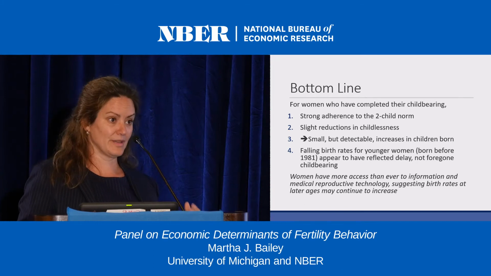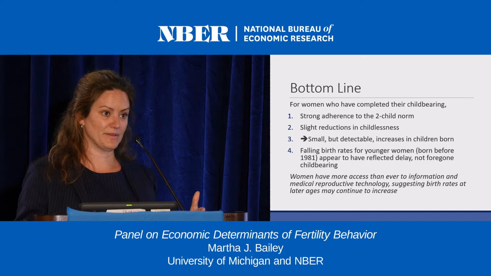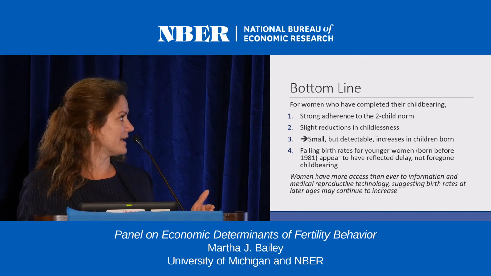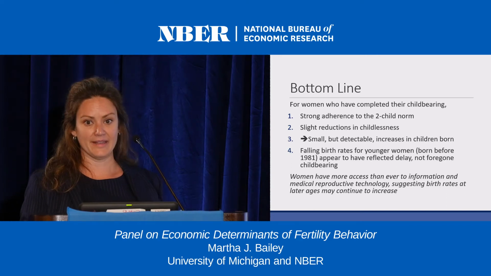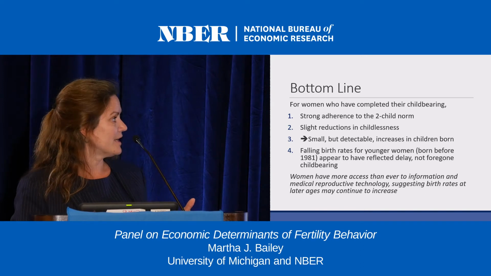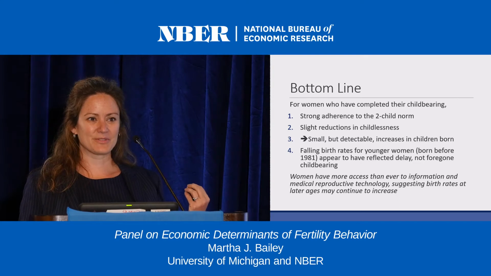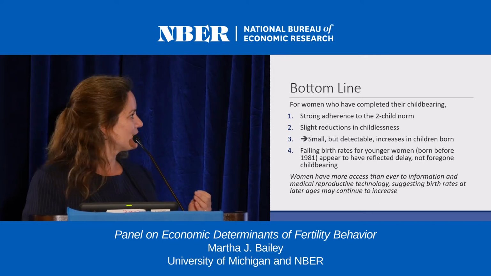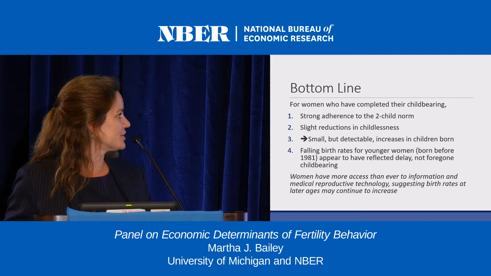Okay, so bottom line here. When you're thinking about the evolution of childbearing in the long sweep of time, there have been some really big fundamental changes. There's a strong adherence now to what is a 2-child norm. You see that peak everywhere in the data, and that could shift, but it really hasn't changed much in the last 30 years. You see slight reductions in childlessness, which is, I think, at odds with most conventional wisdom, where people think that it's actually been increasing. In both of these trends, there's small but detectable increases in children ever born.